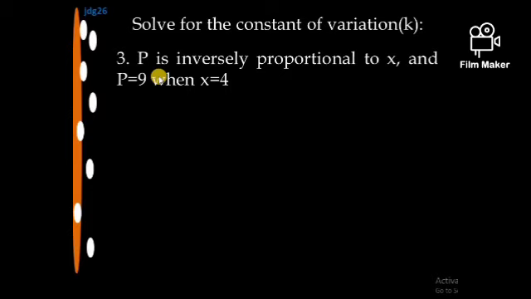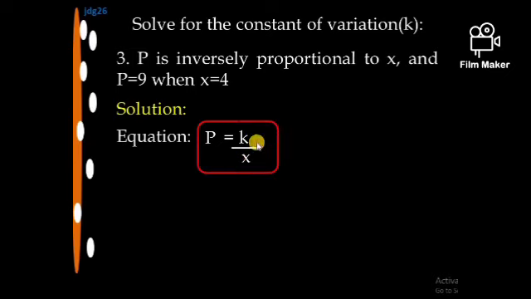Example number 3. P is inversely proportional to x. And P is equals to 9 when x is equals to 4. Solution. Kunin muna natin ang equation. Unang letter na binanggit, we have P. Inversely proportional. So, lagay muna natin si equals k. At dahil proportional yung ating variation, yung kasunod na letter, ilalagay natin sa denominator. And that's it. Ito na ang ating equation for inverse variation.